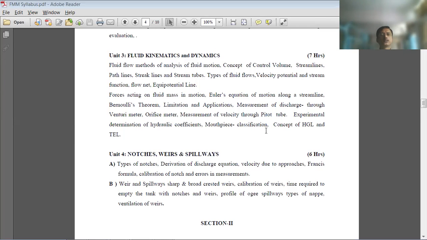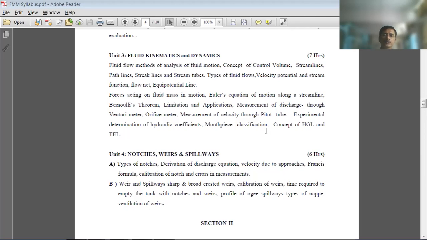It has been divided into groups, Group A and Group B. In Group A, we have the contents like types of the notches, derivation of discharge equation for the rectangular notch, triangular notch, trapezoidal notches, then velocity due to approach, then Francis formula, calibration of notch, and errors in the measurement. These are the contents of Group A.